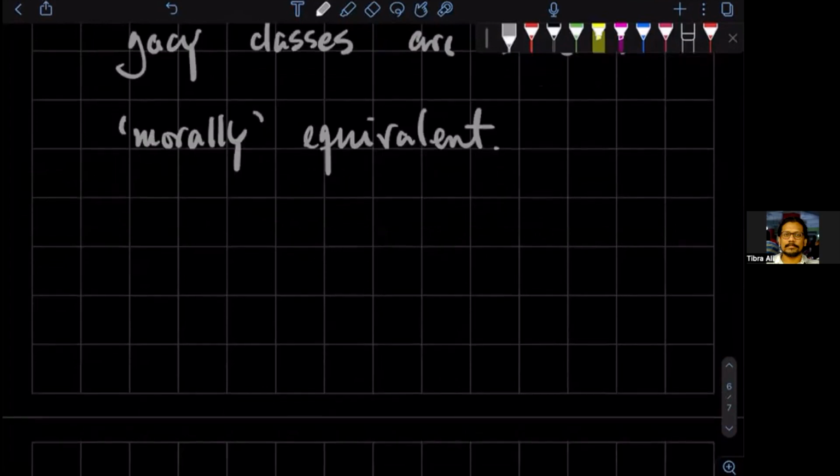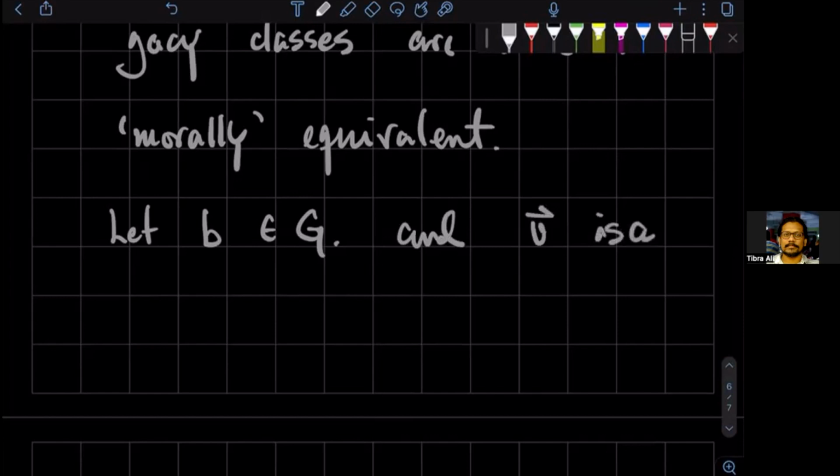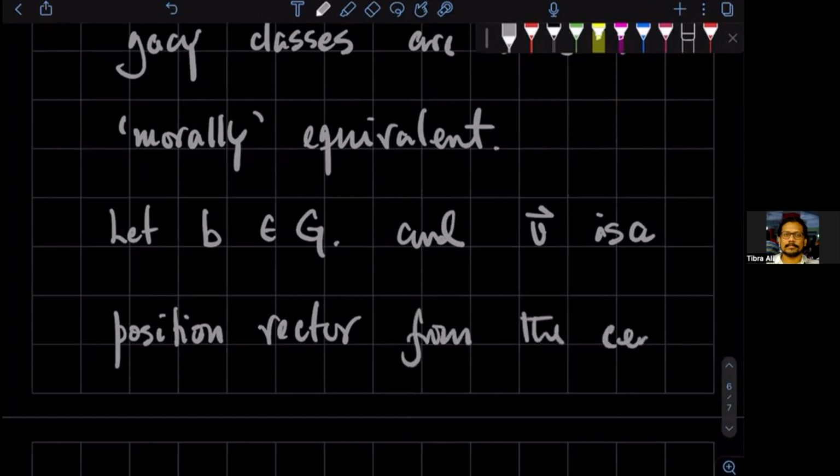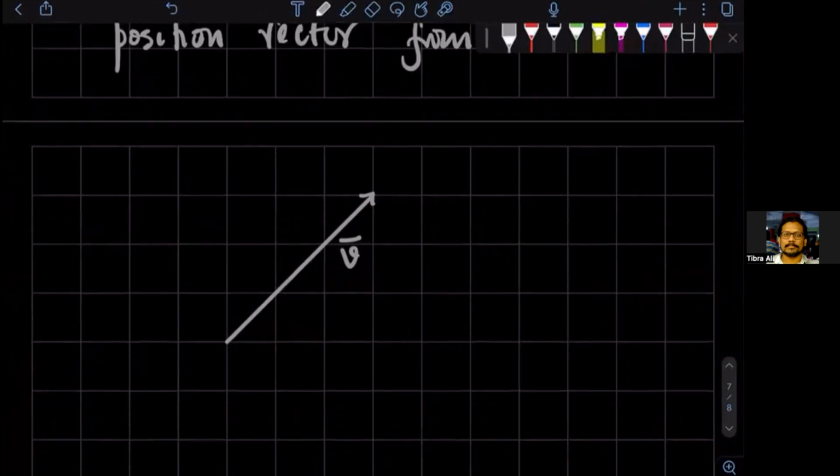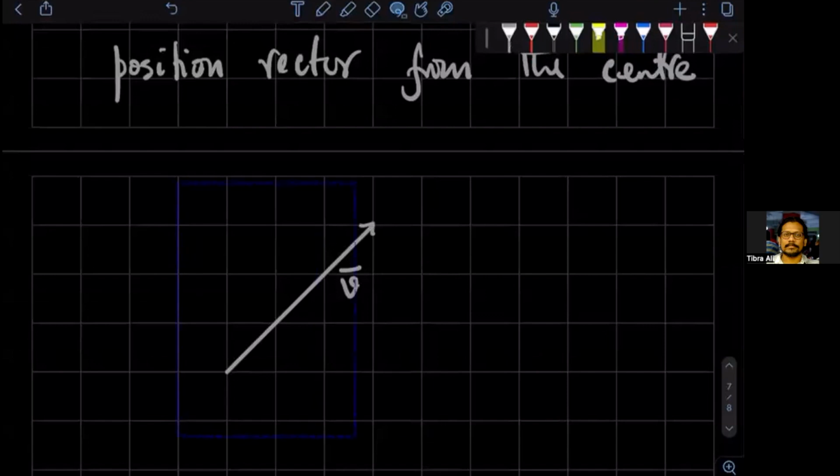Let's just take the case. Let B be a group element. It doesn't have to be a reflection, but you can keep that in mind if you want. Say V is a position vector from the center of the shape, it could be a triangle. So for example, let this be V. Okay, so this is some vector V. And now, suppose we make some transformation on V, which is by B. So B takes us from V to something else.